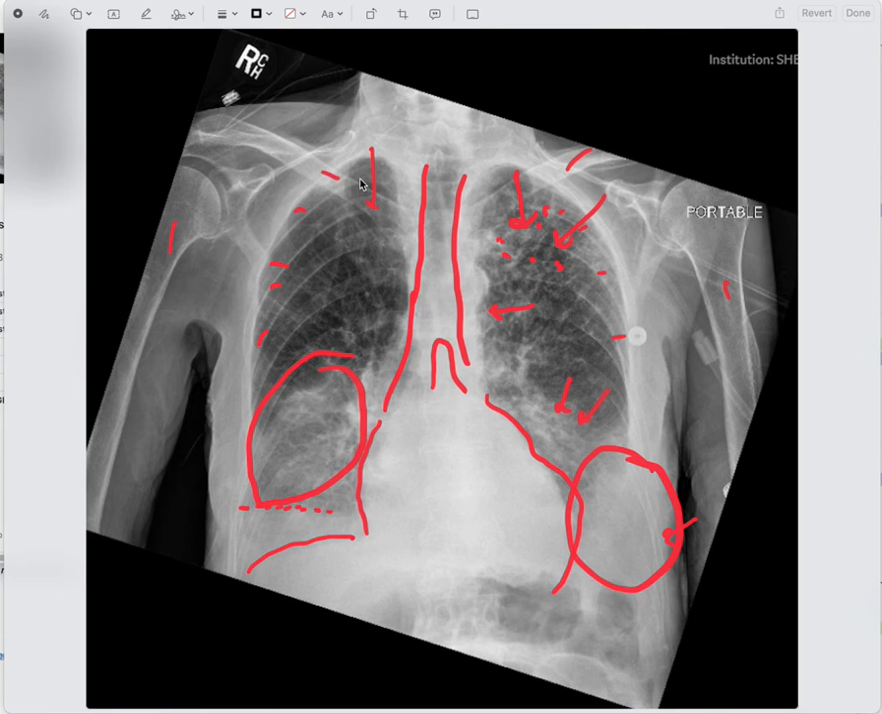And the ultrasound bore this out. The left side had a moderate to large pleural effusion. The right side had a small pleural effusion.